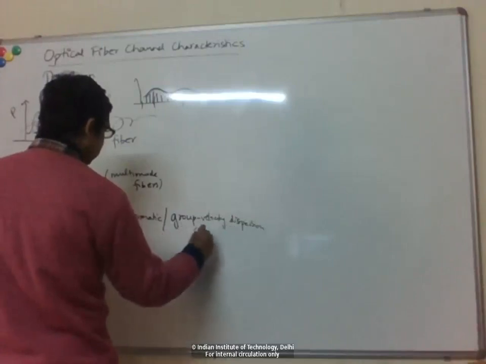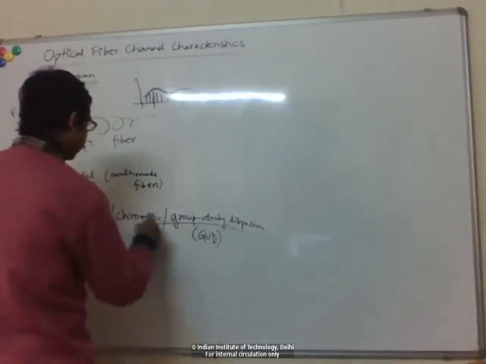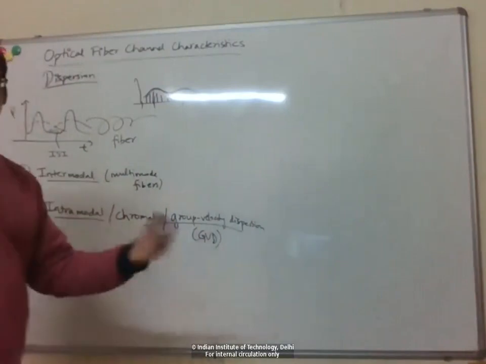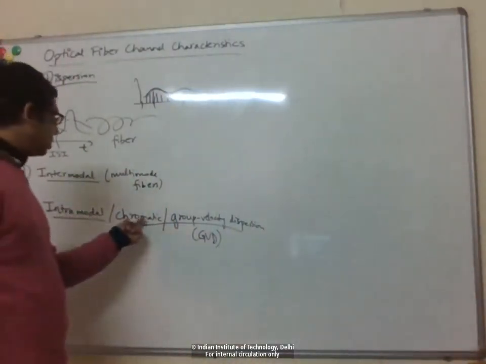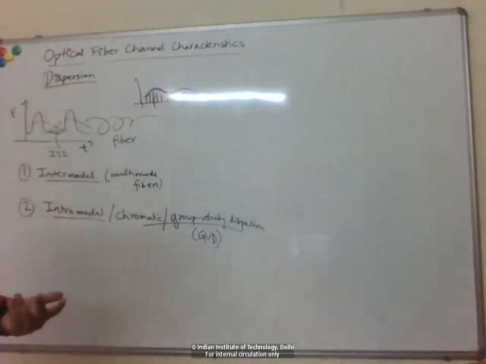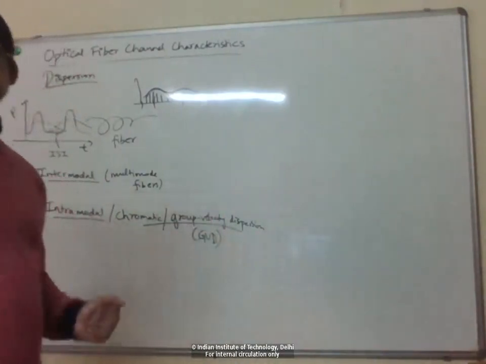Right? Or GVD for short. Right, so as the name suggests here, chromatic means frequency, right? Color. So this dispersion mechanism is basically that different frequency components within the mode are traveling at different group velocities.